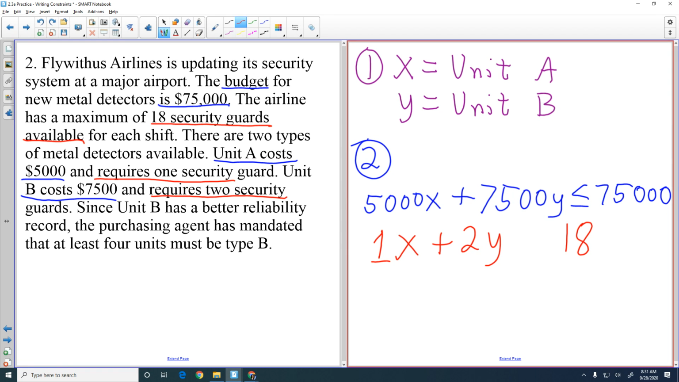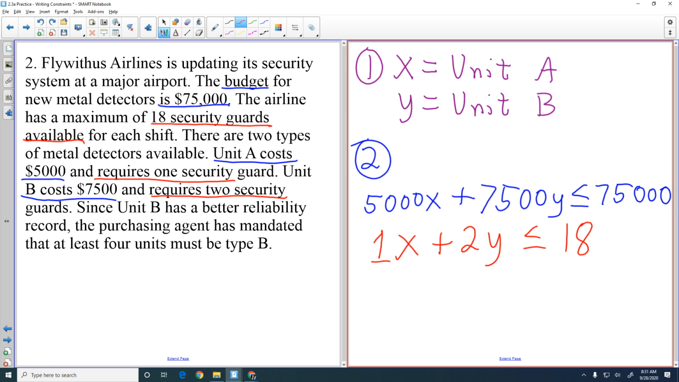Which inequality sign goes in here? A greater than or less than? Less than. Could it be equal to 18? Yeah, we have 18 available, so it could equal that also. This will be a less than or equal to 18.